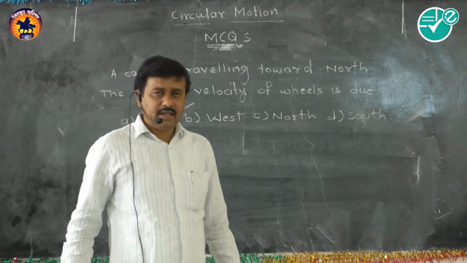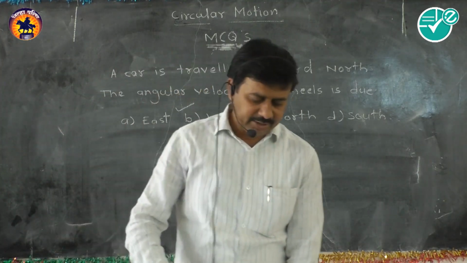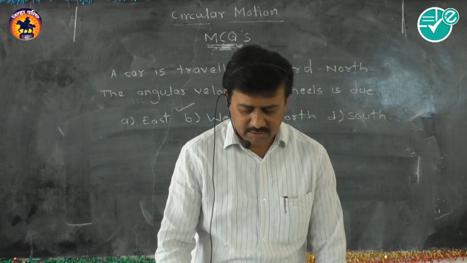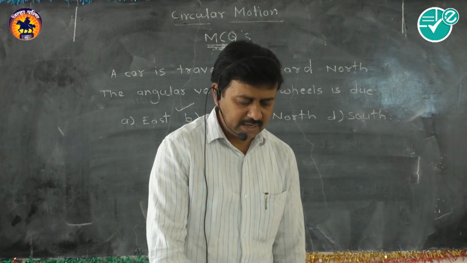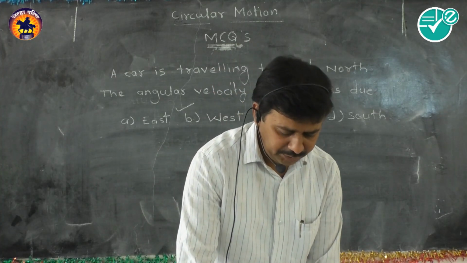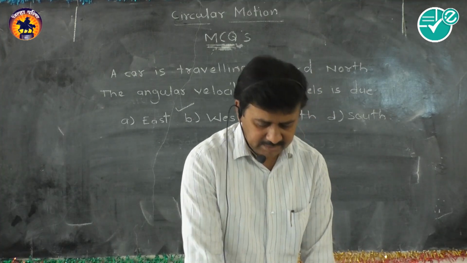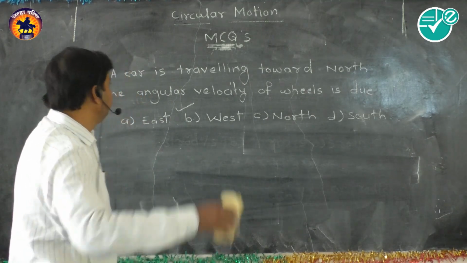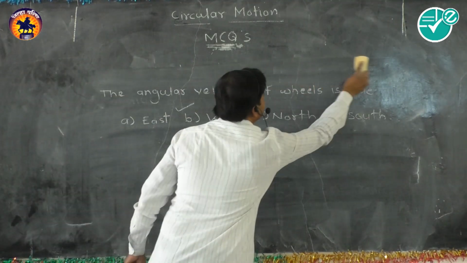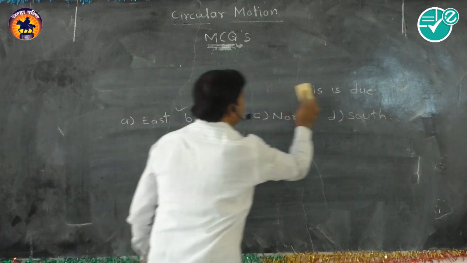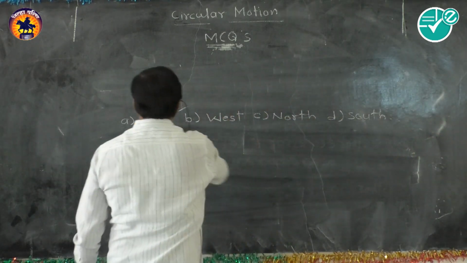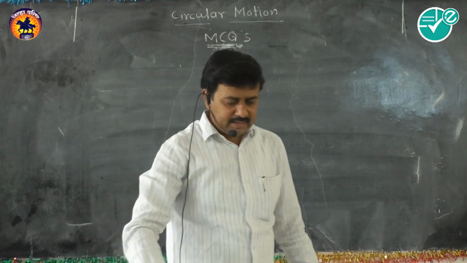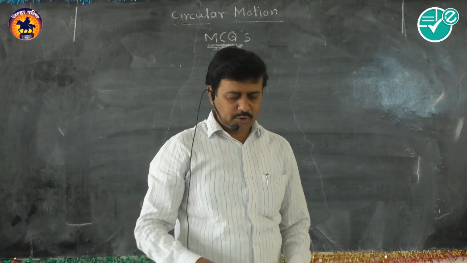So it is easily understood what may be the direction of the angular velocity of the wheels of the car that is heading towards a particular direction, or in this example it is heading towards the north direction. So we will have another example, another MCQ.